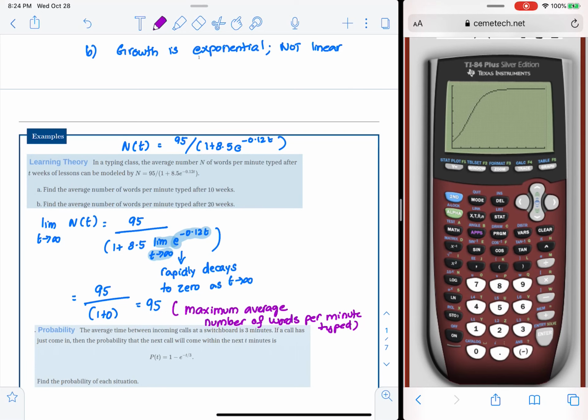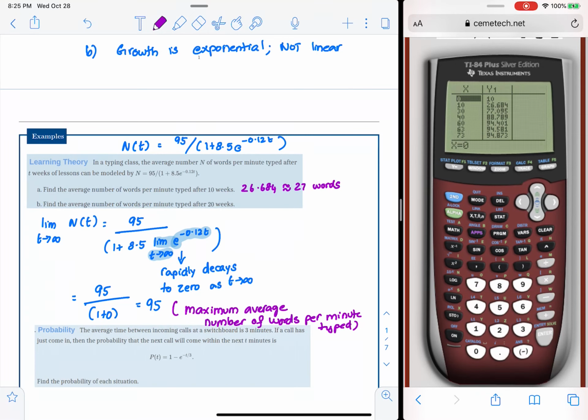So the maximum average number of words that you are going to learn, no matter how much time you spend, is 95 words. That being said, how do we find the average number of words per minute typed after 10 weeks of learning, after 20 weeks of learning? All we have to do is plug in 10. For 10, the value of the function happens to be 26.684, so approximately 27 words.